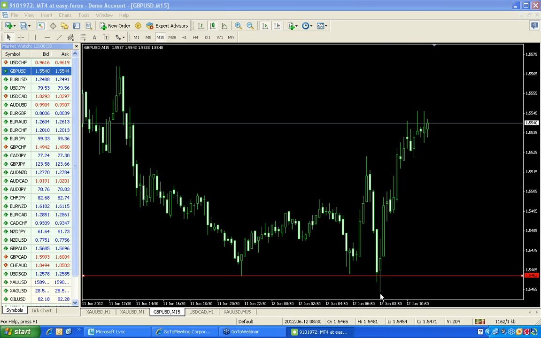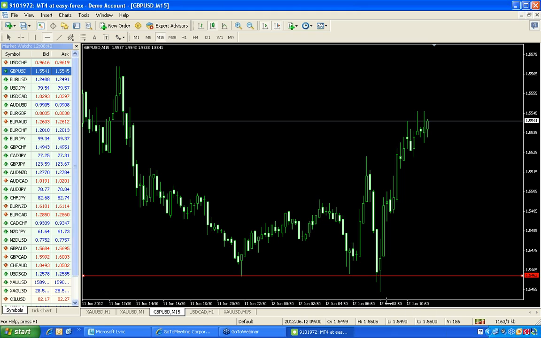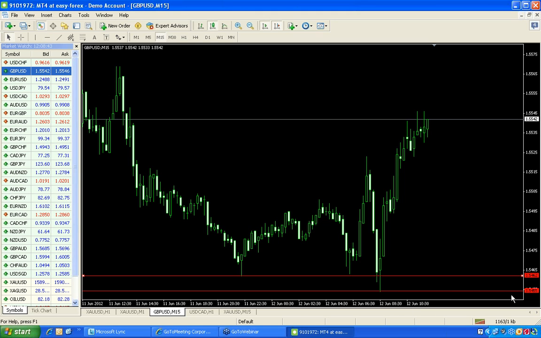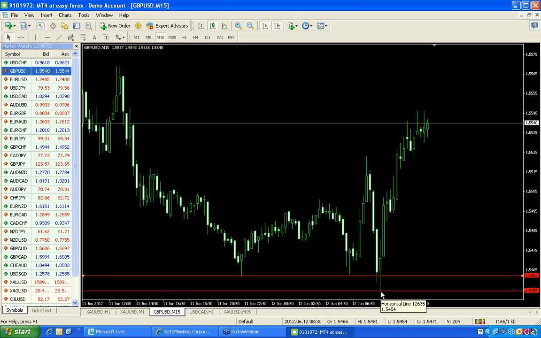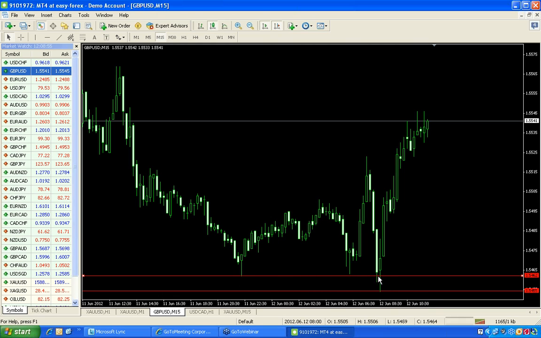And then the third time the price came down to this level, you can see that although it dipped a little lower, so this is around 154.60, this got to 154.54, so just 6 points off of our previous lows. So we're talking about a very, very close level. And you can see the price has shot back up again.